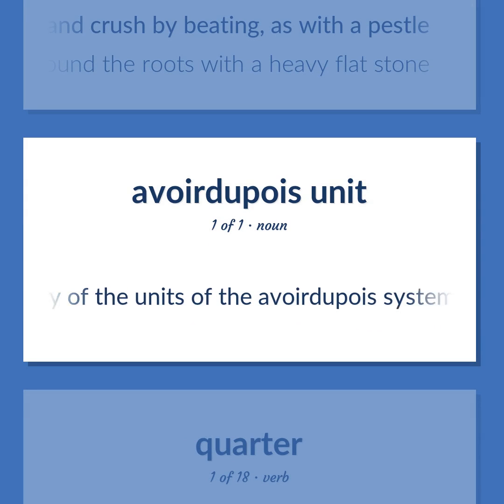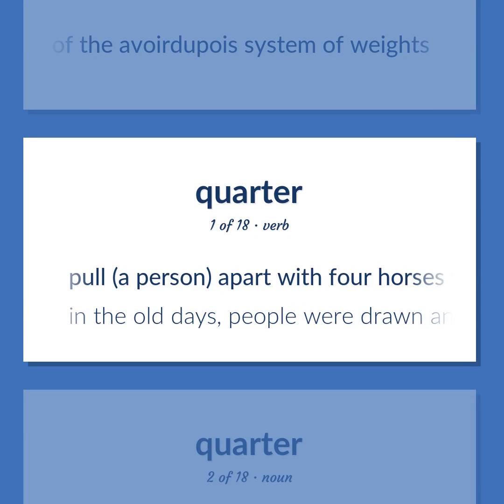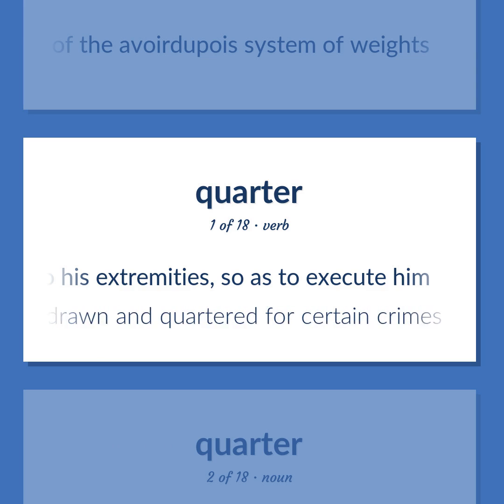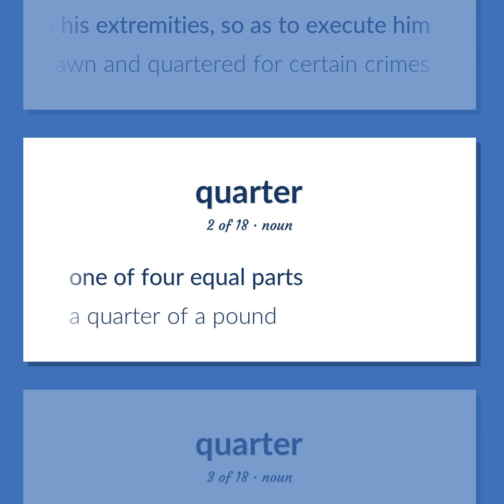Any of the units of the avoirdupois system of weights. Pull a person, a party with four horses tied to his extremities, so as to execute him. In the old days, people were drawn and quartered for certain crimes. One of four equal parts. A quarter of a pound.